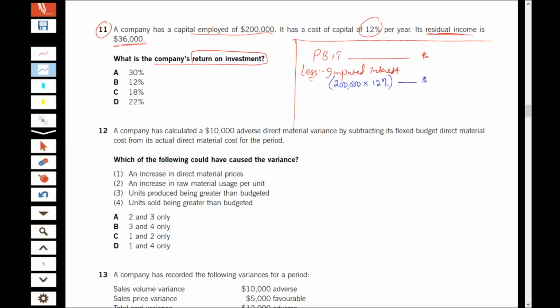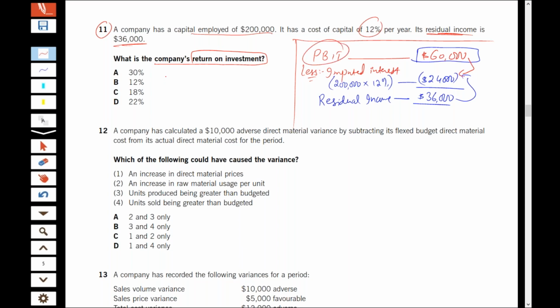200,000 multiplied by 12%, that is 24,000. And my reported residual income is $36,000. So I have to go back in order to calculate this. That is 60,000. It makes sense that when you deduct 24,000 from 60,000, the resulting figure is 36,000, the residual income. Now you have got profit before interest and tax, and ROI is PBIT upon capital multiplied by 100. That is 60,000 upon capital of 200,000 multiplied by 100. 60 upon 200 is 30%. Option A.